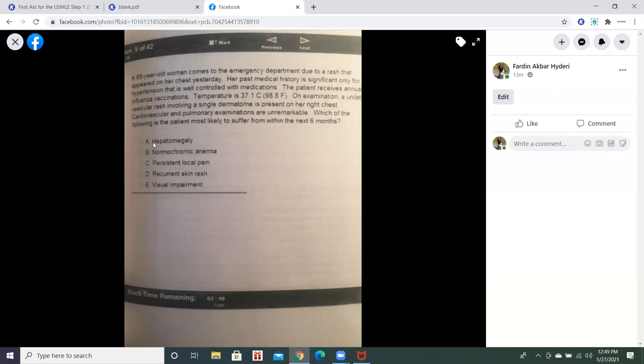Okay, this question is herpes, and this is post-herpetic neuralgia. We have talked about post-herpetic neuralgia, am I correct? Yes, this is post-herpetic neuralgia. But whichever you thought it was, the answer was correct, because persistent local pain is the correct answer.